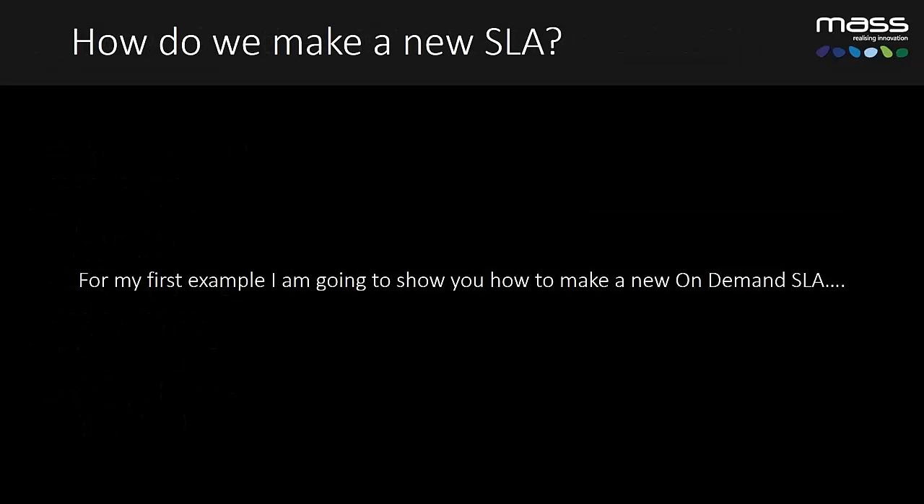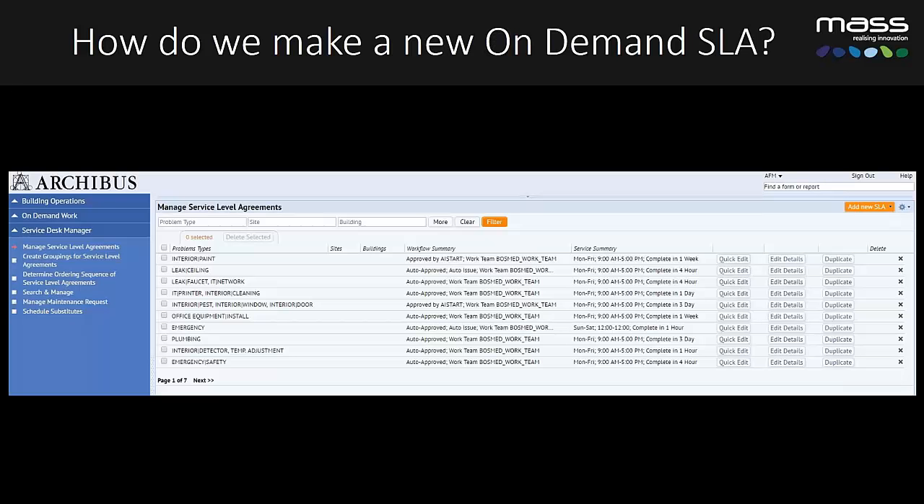Thank you for taking us through those examples there, Callum. For our next step in our example today, we are going to show you how to create a new on-demand SLA. Here we go. The first step here is to navigate to the Manage Service Level Agreement screen using the same breadcrumb trail as before.